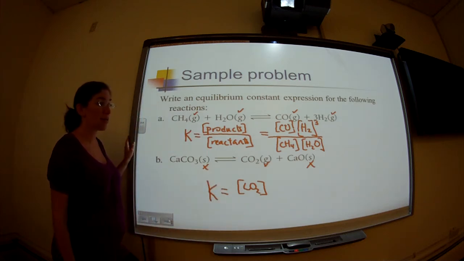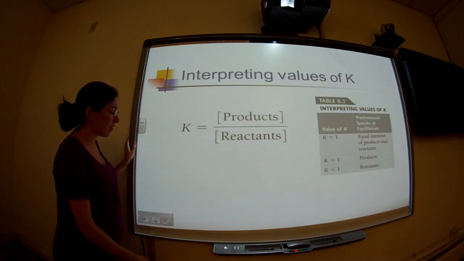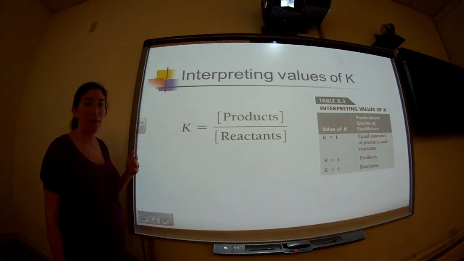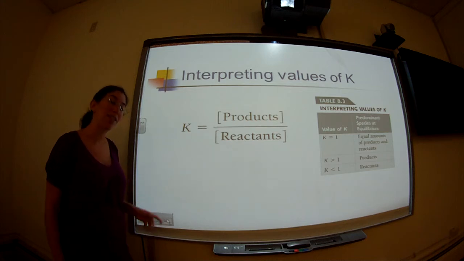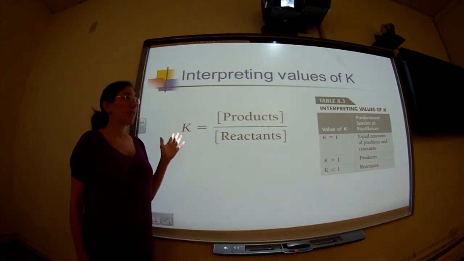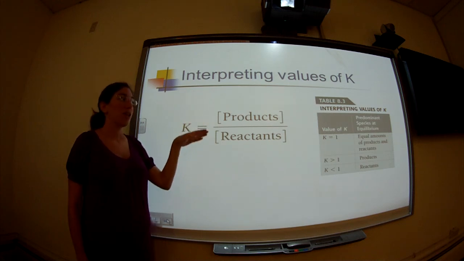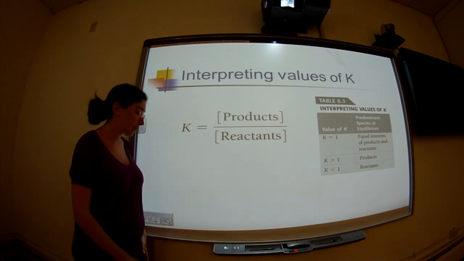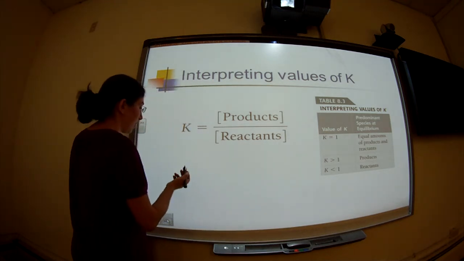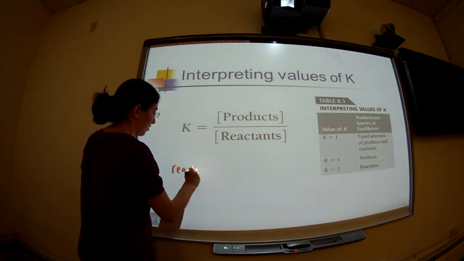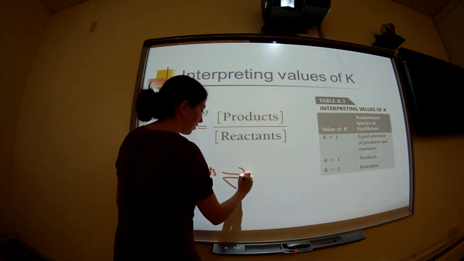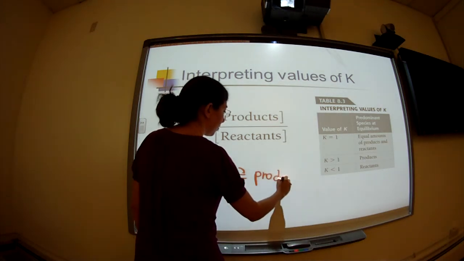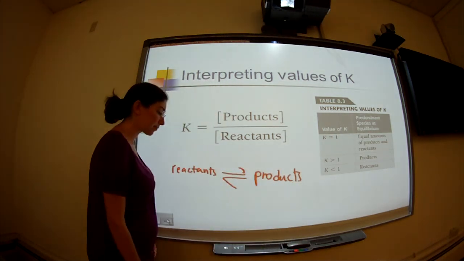So now we're going to end up doing some problems where we're actually going to start plugging in numbers. We're actually going to talk about what the value of the equilibrium constant means, okay? So that's just equilibrium constant theory a little bit. So what does this mean? The equilibrium constant is the ratio of the products to the reactants, okay? So you have a reaction. Let's say reactants, and here's your equilibrium arrow, to products, all right?